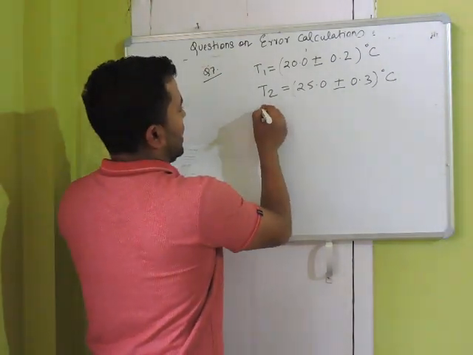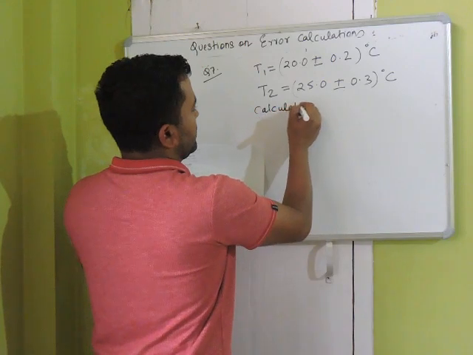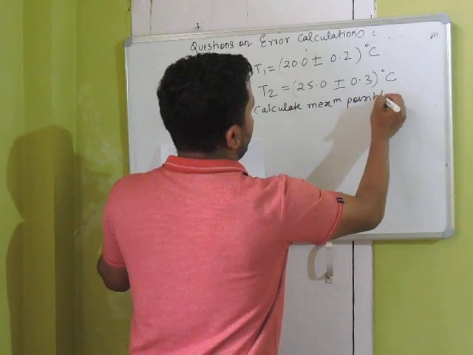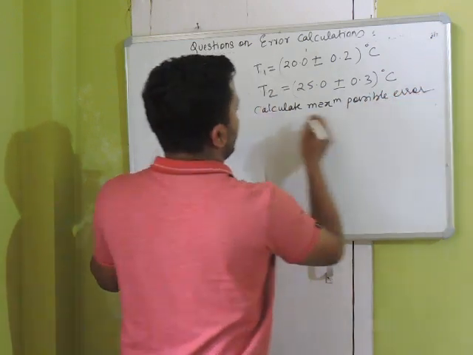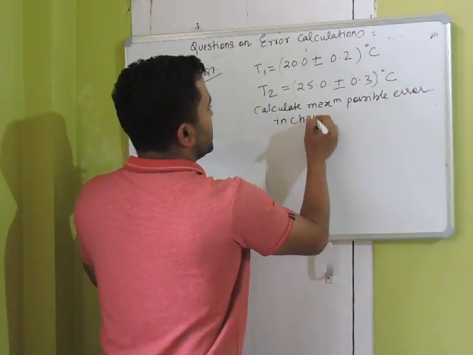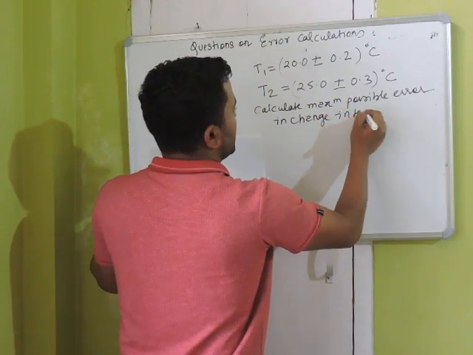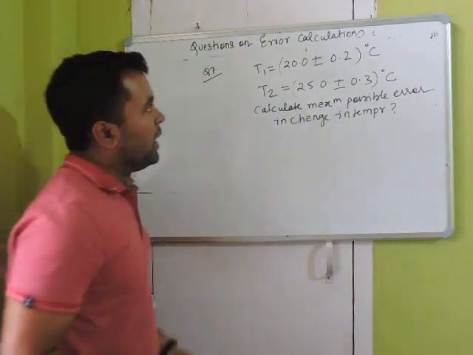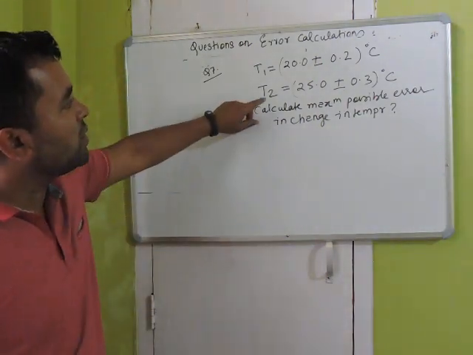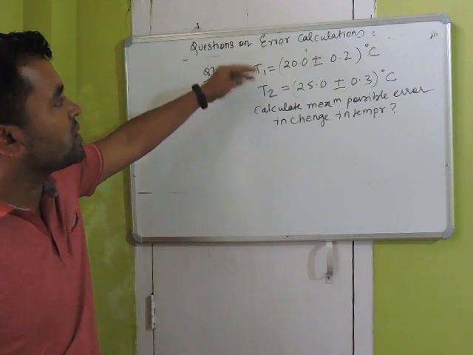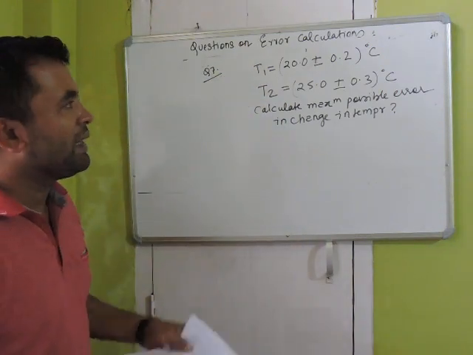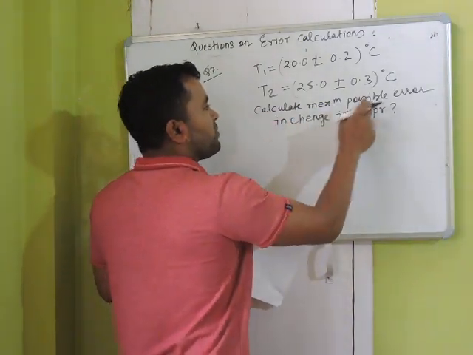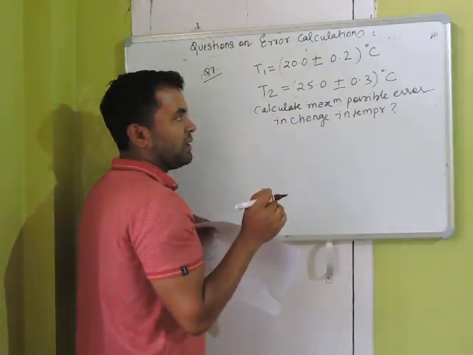Okay, so calculate the maximum possible error in change in temperature. Now this change in temperature we will calculate, let us say, this minus this, right? So this is subtraction. If you remember, in subtraction this maximum possible error is actually called fractional error, right?